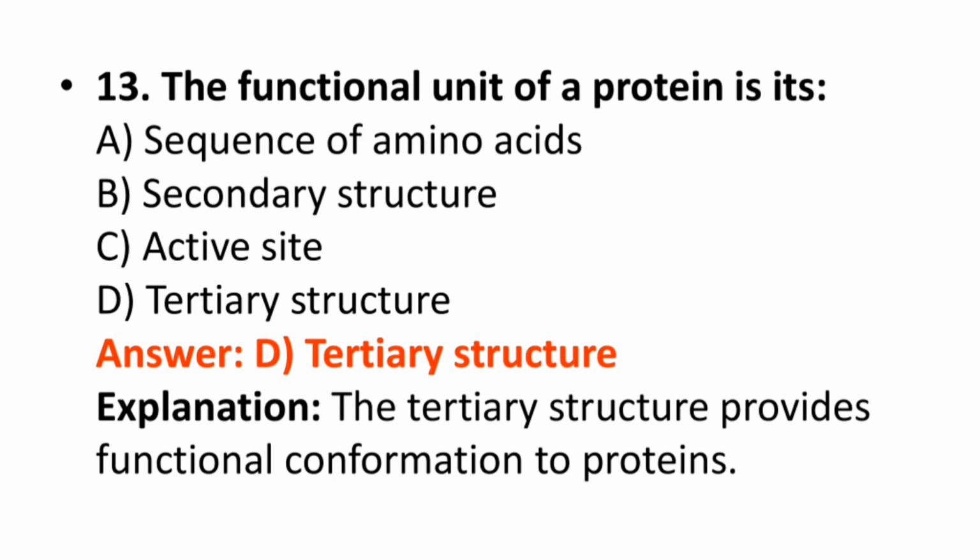The functional unit of a protein is its option A sequence of amino acids, option B secondary structure, option C active site, option D tertiary structure. The correct answer is option D tertiary structure. The tertiary structure provides functional conformation to proteins.